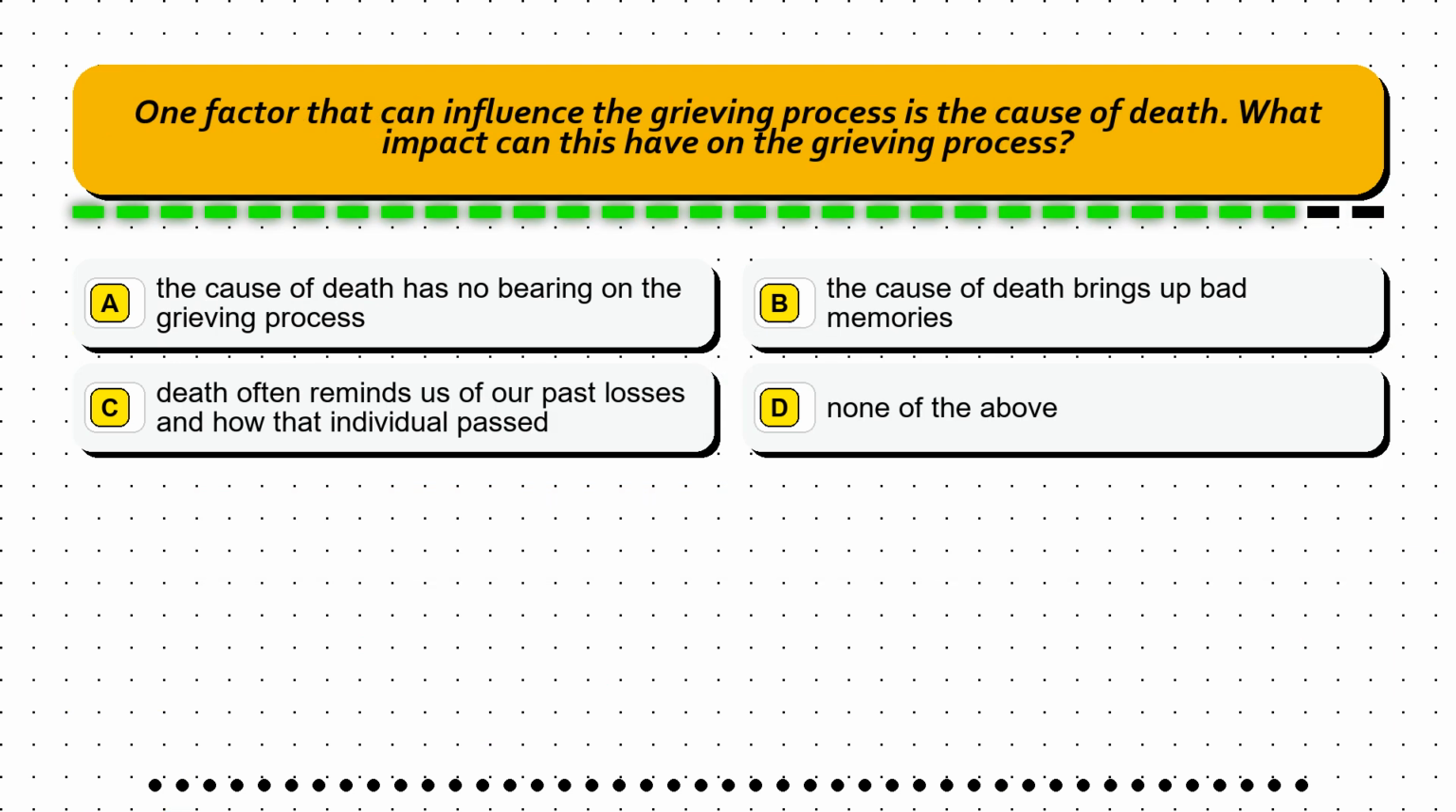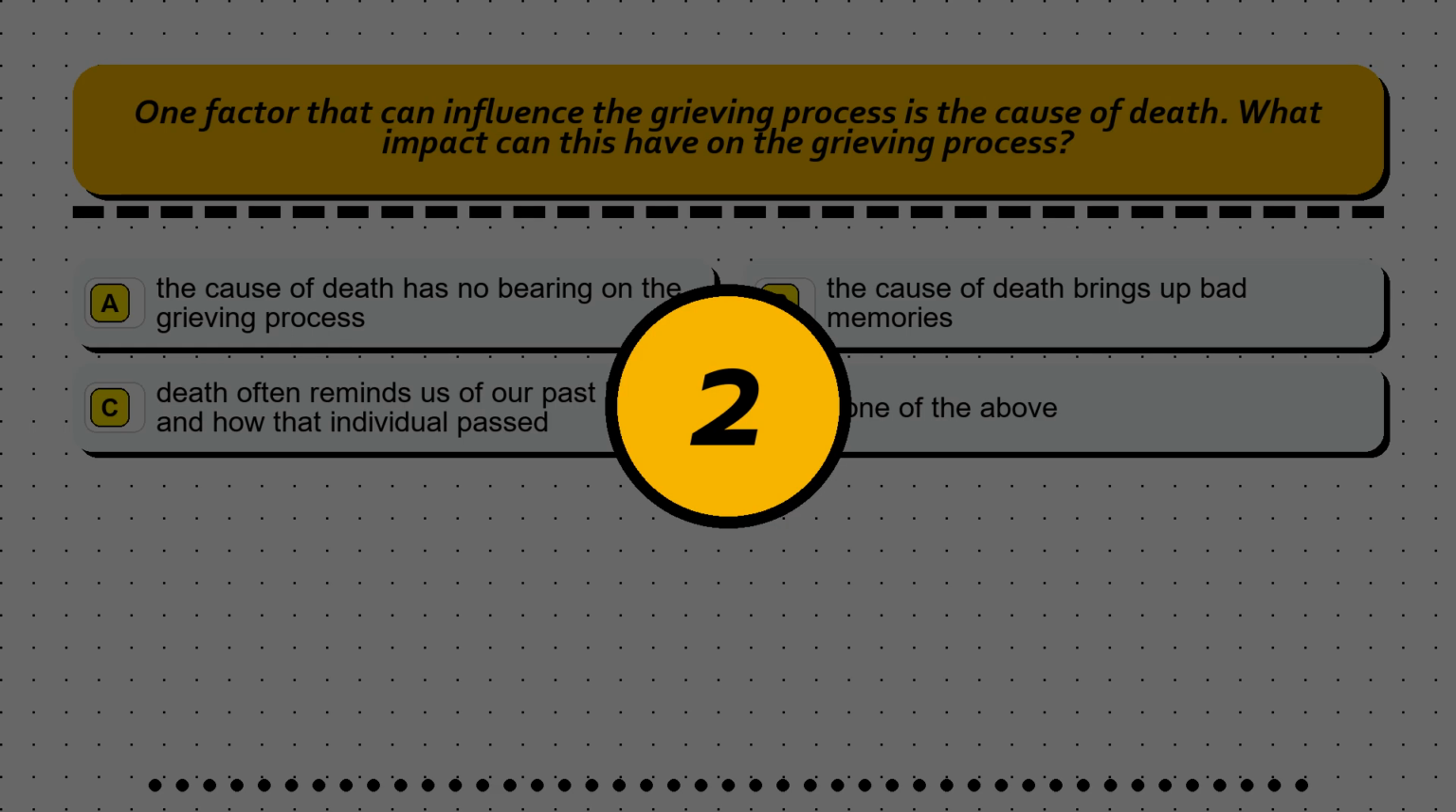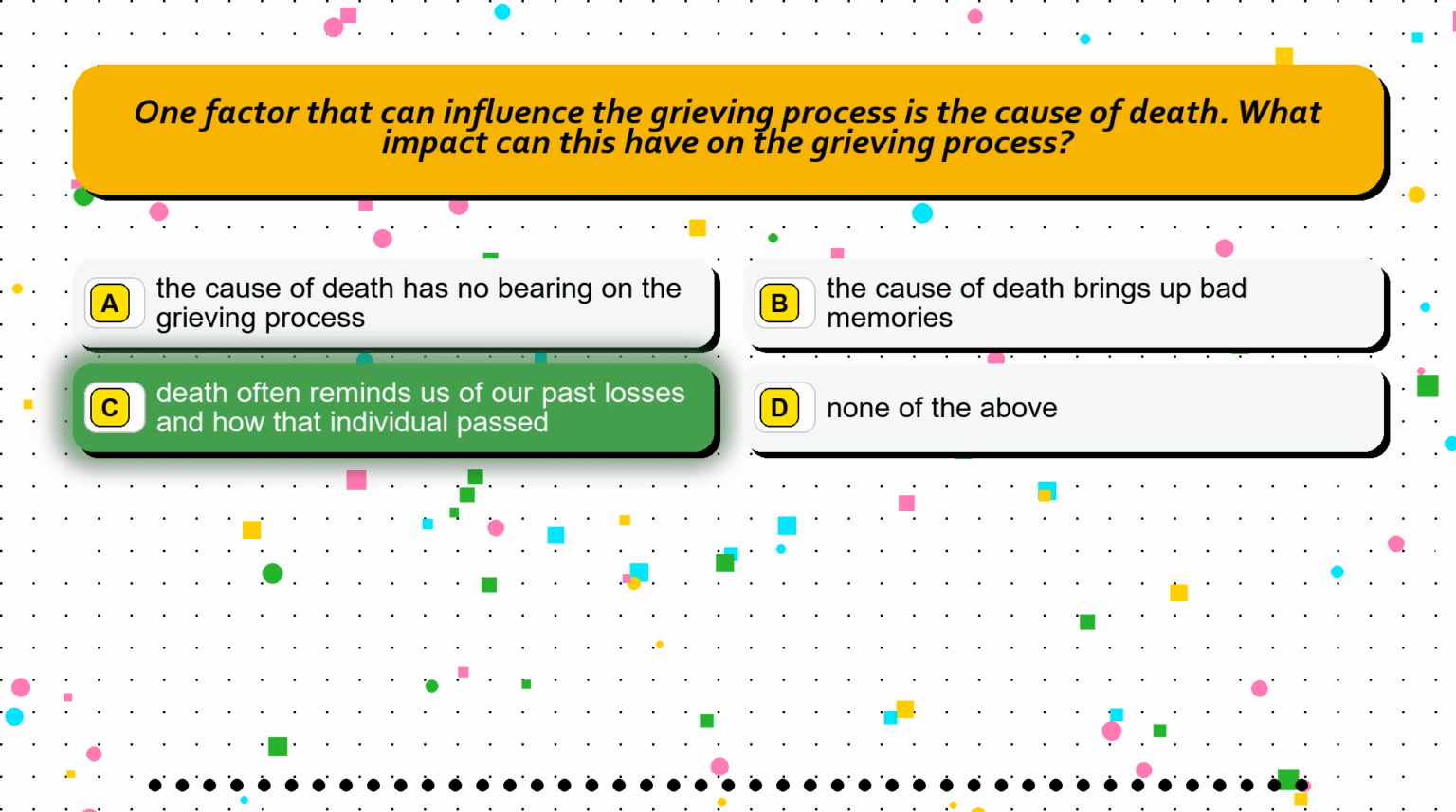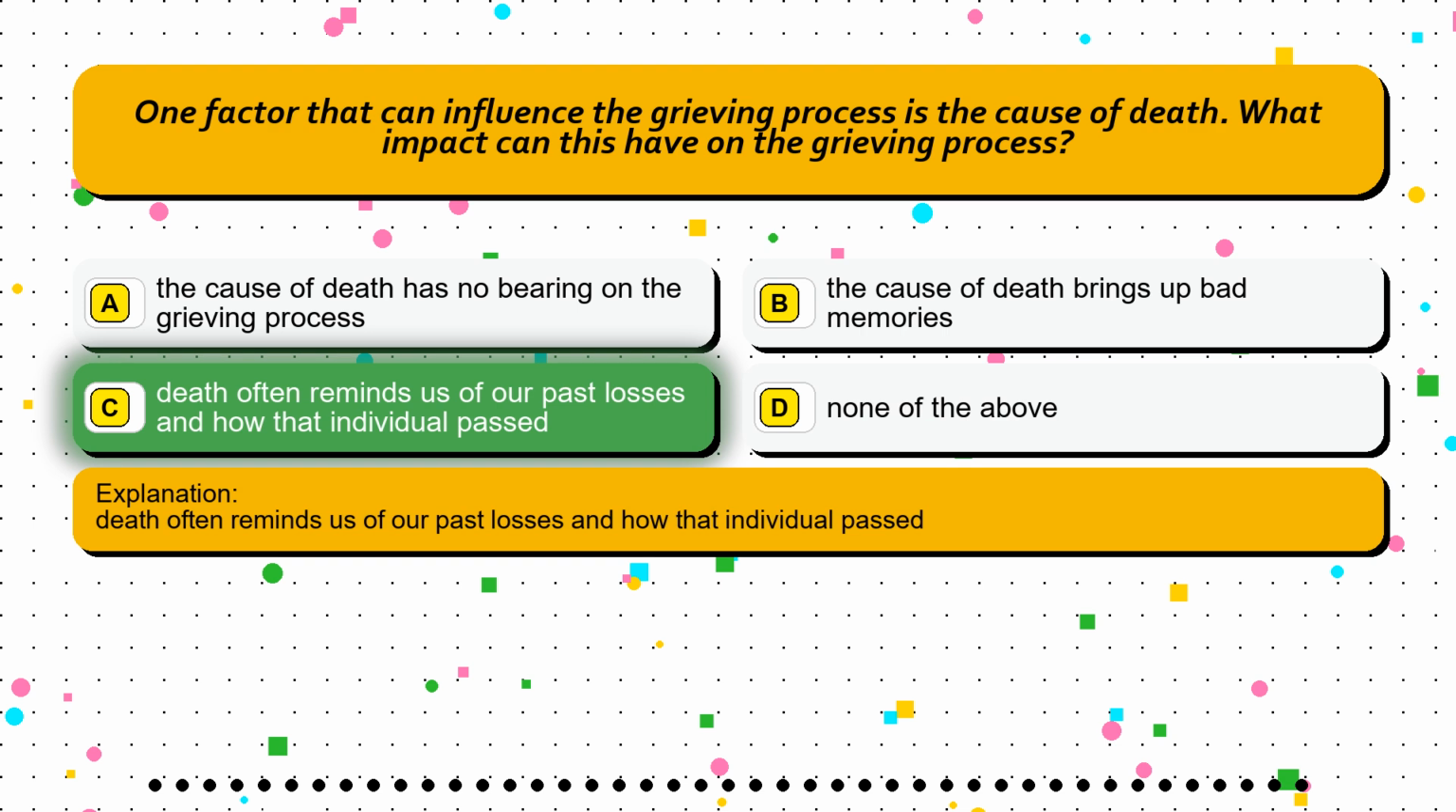Question 16. One factor that can influence the grieving process is the cause of death. What impact can this have on the grieving process? Option A, the cause of death has no bearing on the grieving process. Option B, the cause of death brings up bad memories. Option C, death often reminds us of our past losses and how that individual passed. Option D, none of the above. The correct answer is option C, death often reminds us of our past losses and how that individual passed.